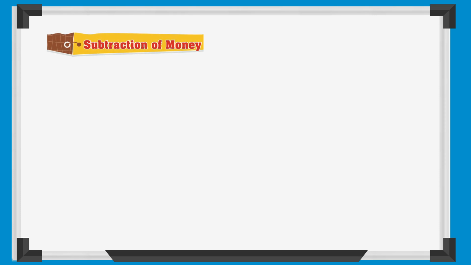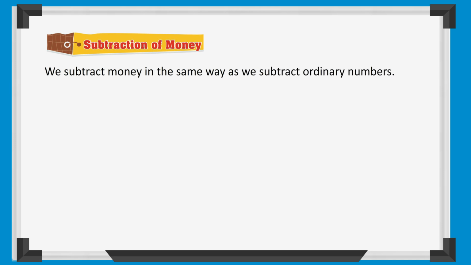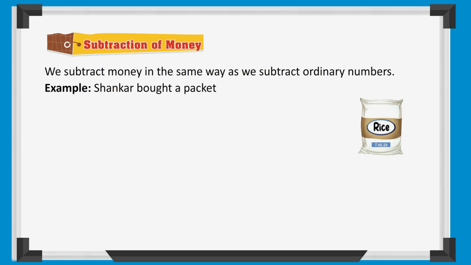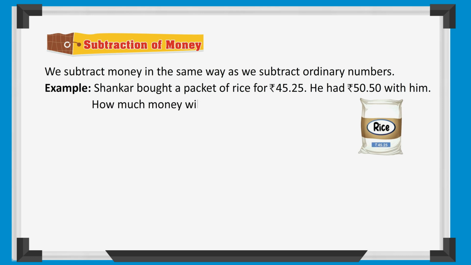Subtraction of money. We subtract money in the same way as we subtract ordinary numbers. Example. Shankar bought a packet of rice for rupees 45.25 paise. He had rupees 50.50 paise with him. How much money will be left with him?